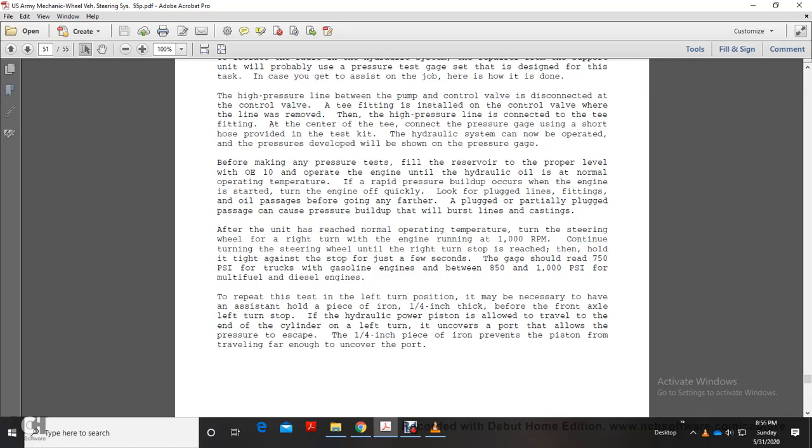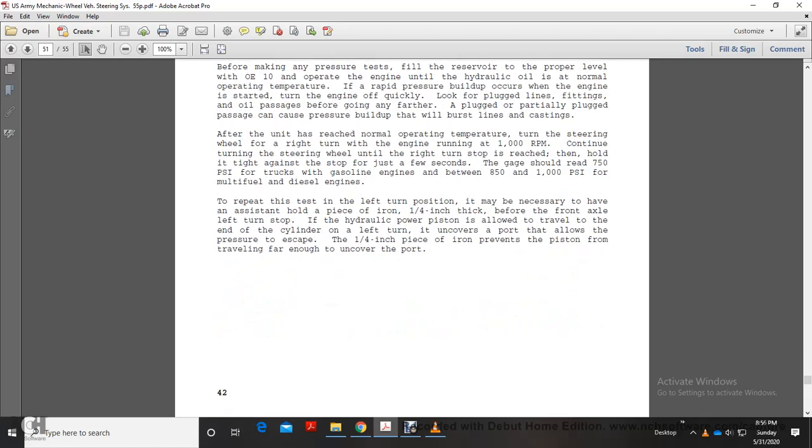It may be necessary to have an assistant hold a piece of iron 1/4 inch thick in front of the axle left turn stop. The hydraulic power piston is allowed to travel to the end of the cylinder on a left turn, but then it uncovers the port that allows the pressure to escape. That 1/4 inch piece of iron prevents this piston from traveling far enough to uncover the port.